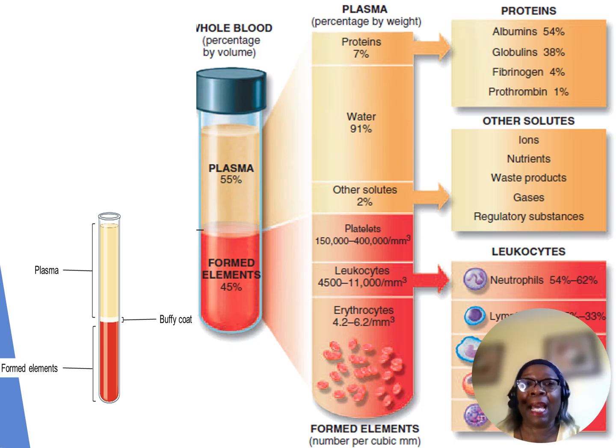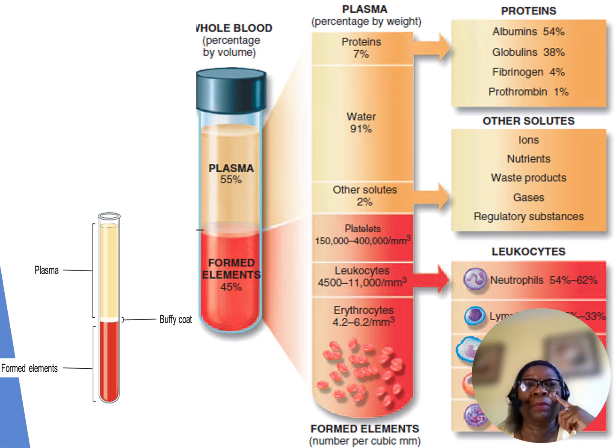Plasma without clotting proteins is called serum. Okay? Plasma without the clotting proteins is called serum. Now, a light bulb should have gone off when I said the main component of plasma is water. Our body needs water, not juice, smoothies, or coffee. We need to be drinking water.